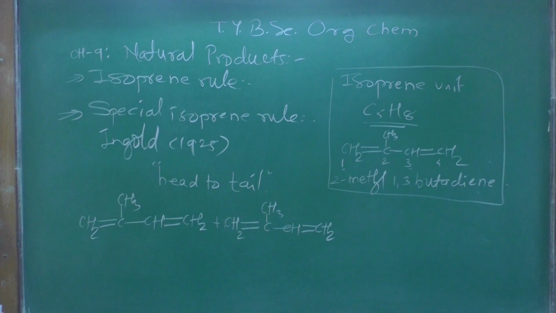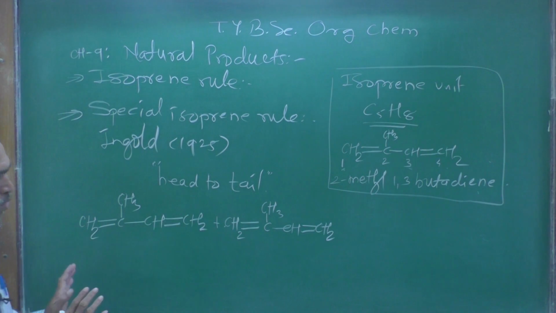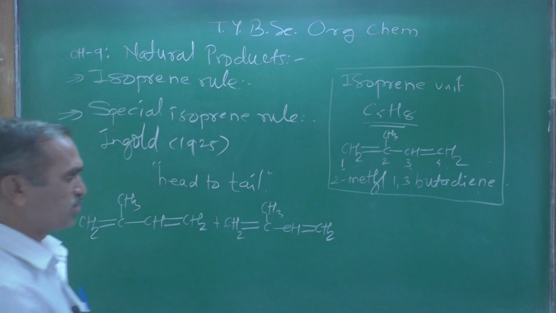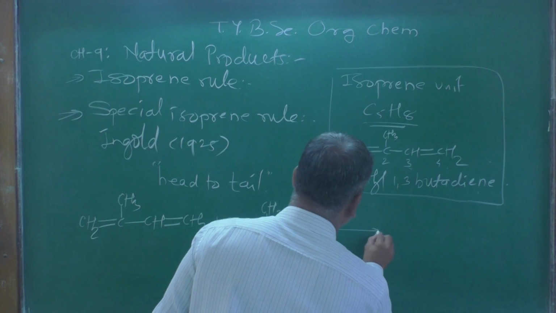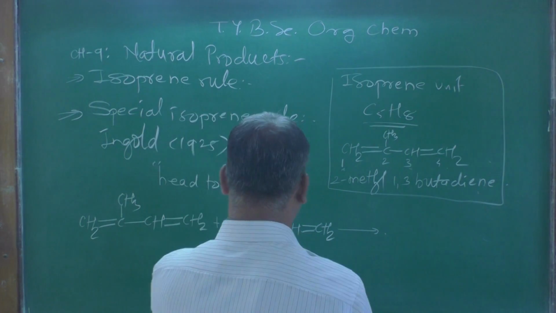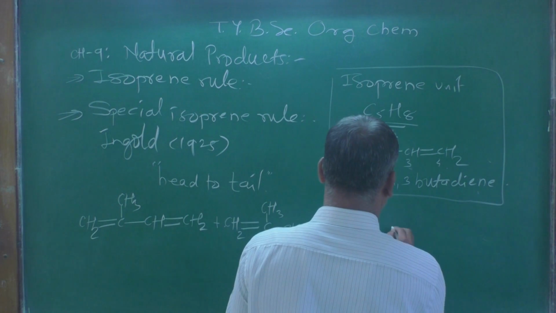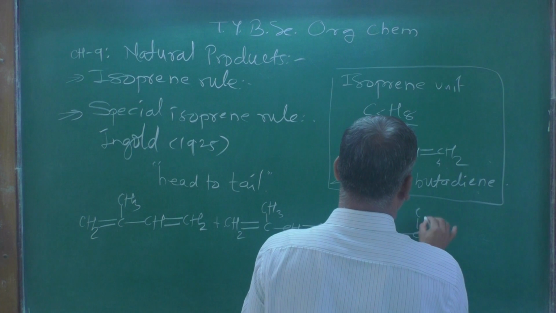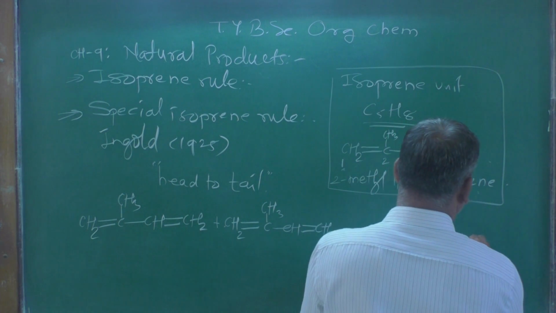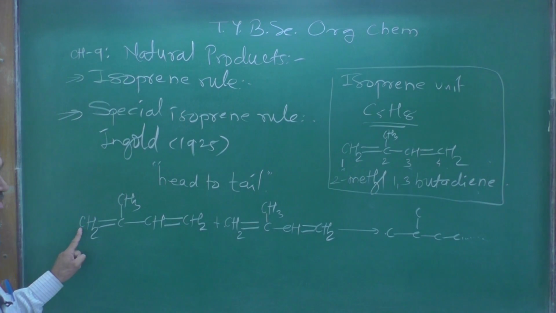Look at what I did. I wrote two structures. I am going to add these two structures together. Now what is going to happen? I am going to show the framework, or what we can call a carbon skeleton, over here. Carbon, carbon, here carbon. Now this carbon and this carbon atom. Now here a dotted line. Remember, this is the isoprene unit.